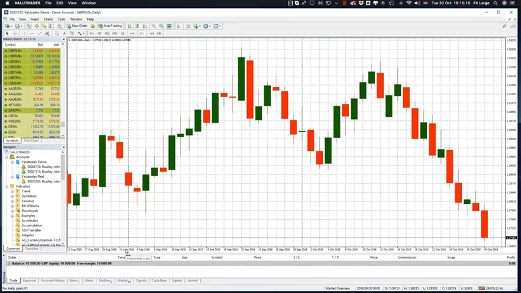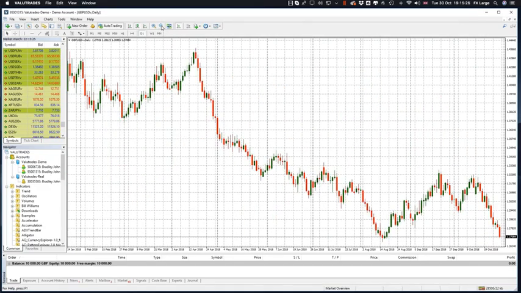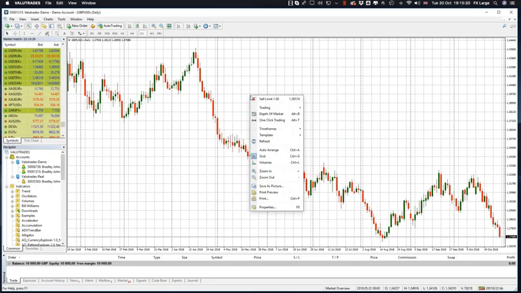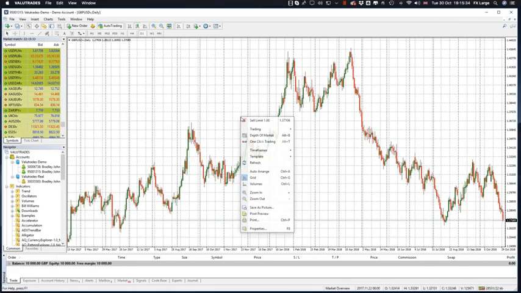So here we're going all the way back to August of 2018. So we have an entire season of trading going on here on pound dollar. So we'll zoom out again. You can use this icon up here to zoom in and out, or you can use your right click on the chart to zoom in and zoom out.